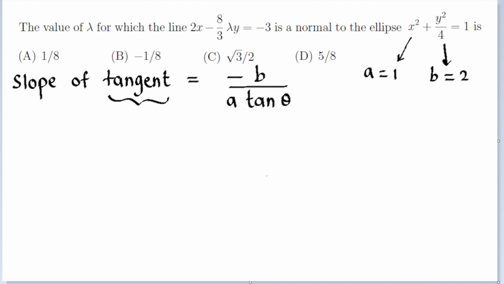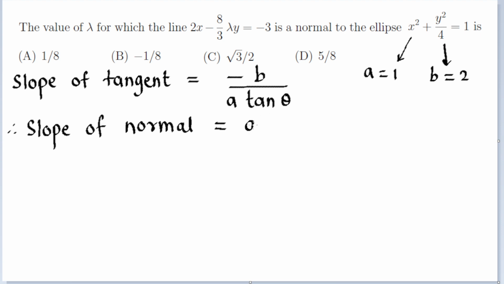Alright, so if that is the slope of tangent, therefore the slope of normal turns out to be the negative reciprocal of this particular quantity, right? So it will be a cot theta divided by b, sorry, it will be a tan theta divided by b. Okay. Now since we know the values of a and b, let us substitute them. A is 1, so we get tan theta divided by b, which is 2. Okay, so that's the slope of normal, right? And now let us write the equation of the normal.